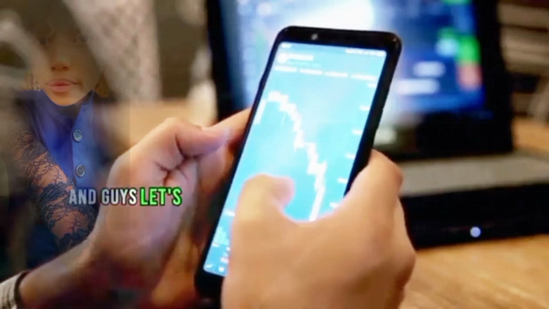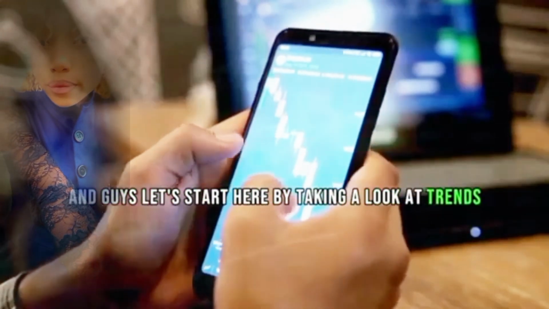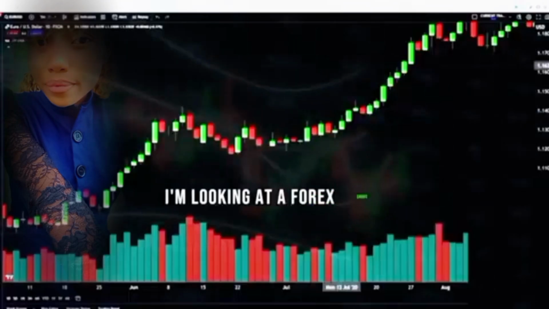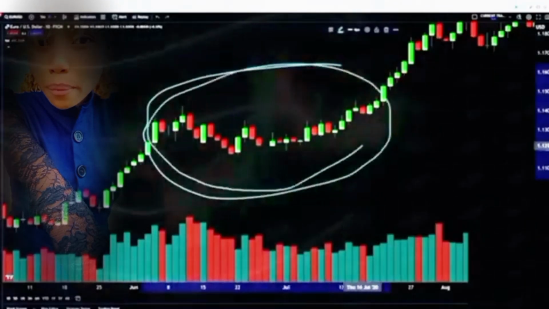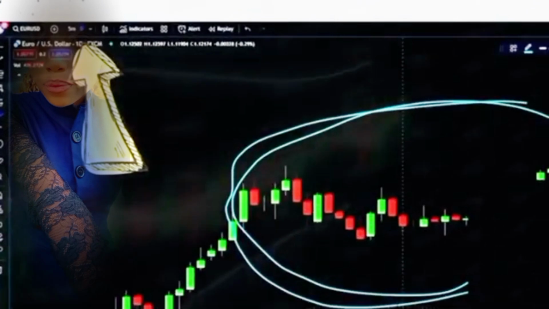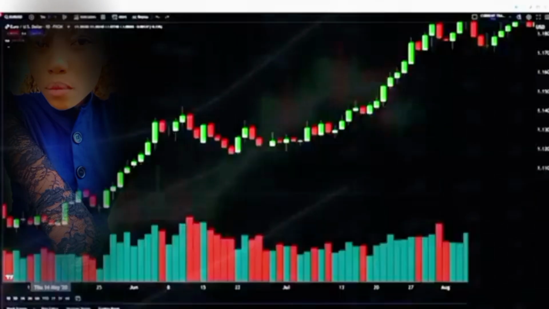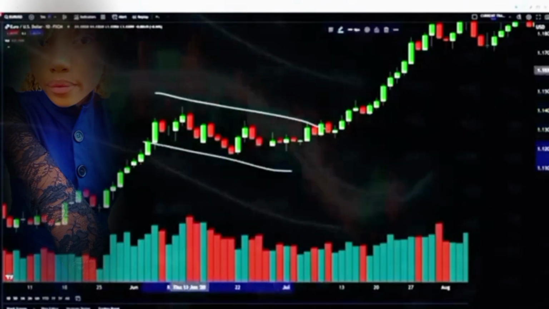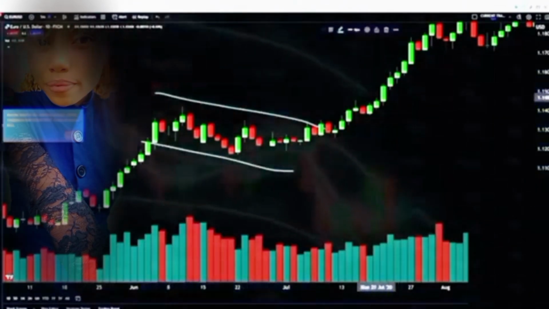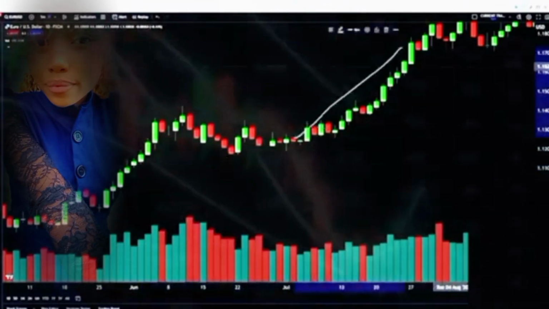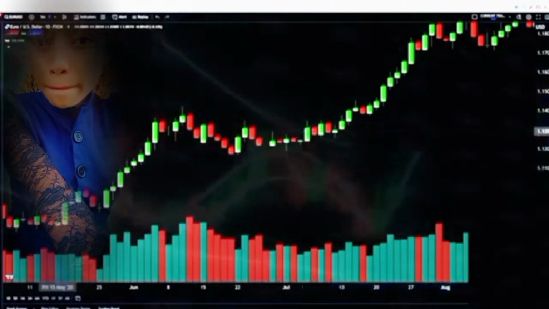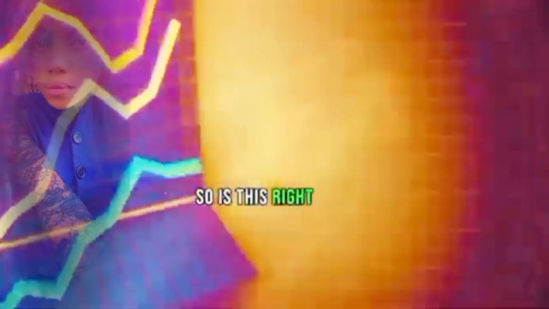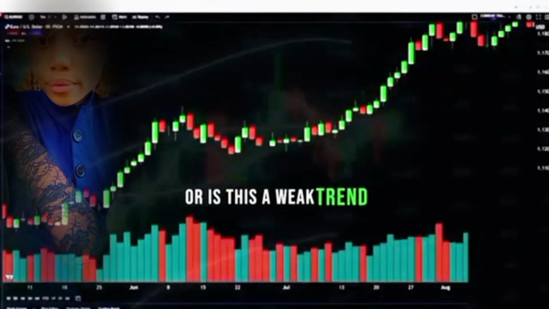And guys, let's start here by taking a look at trends. So right now, as I'm speaking, I'm looking at a forex chart. I'm on a daily time frame on the Euro USD. And as you can see right here, we have an impulsive move. And then we had a pullback, which is a move against the direction of the trend. And then we have a next impulsive move, and you can actually use volume to determine the strength of the trend. So is this right here a healthy trend or is this a weak trend?